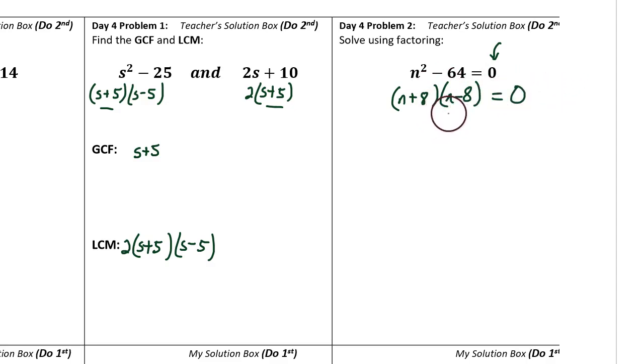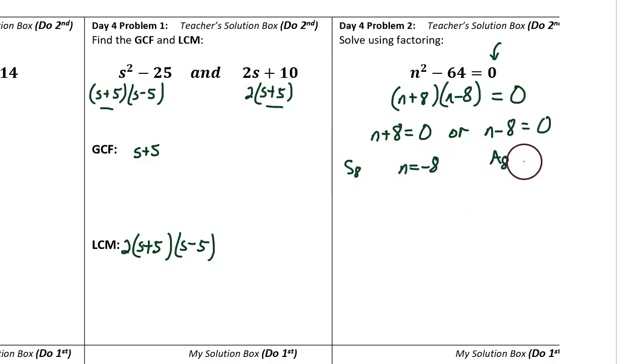This takes us back a couple chapters to when we had equations like this. We had a product of factors equal to 0, and we could use the zero product property. The first factor could equal 0, or the second factor could equal 0. Solve both of these linear equations. Subtract 8 from both sides. You get n equals negative 8. For this one, add 8 to both sides. You get n equals 8. So our answer is n equals negative 8 or positive 8.